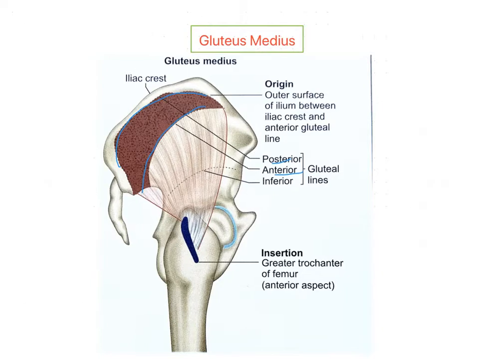This muscle is inserted on the lateral side of the greater trochanter of the femur. And this muscle is supplied by the superior gluteal nerve. The main action of this muscle: it is present on the lateral aspect.